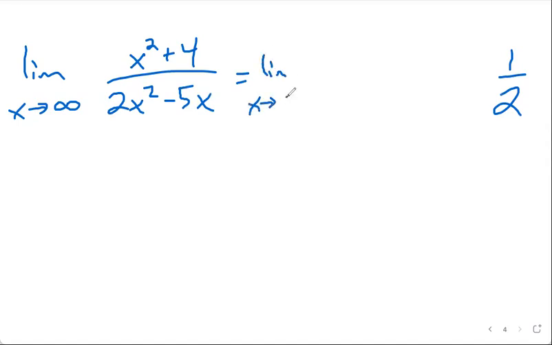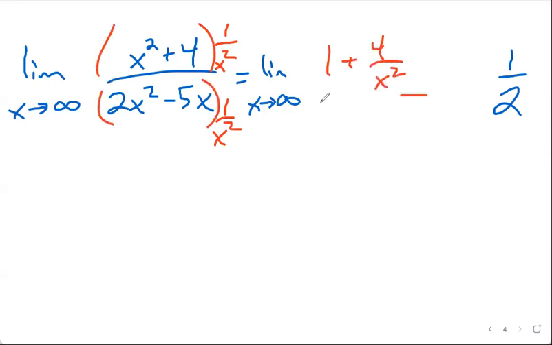So what I mean in this case is, to show your work, you're actually going to go ahead and take this same expression here and multiply the numerator and the denominator by 1 over x squared, and then distribute that. So if you do so, you're going to get 1 plus 4 over x squared divided by 2 minus 5 over x. Because technically, infinity over infinity is an indeterminate form.